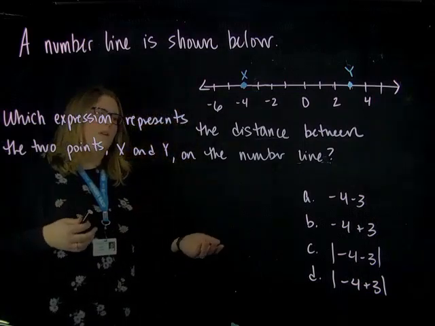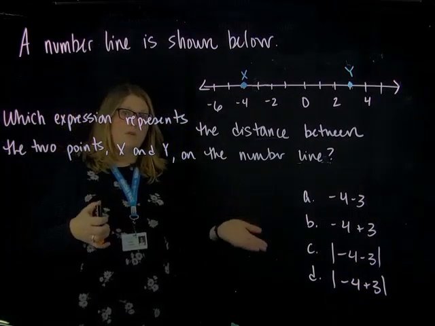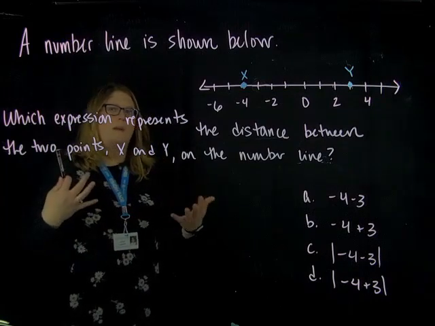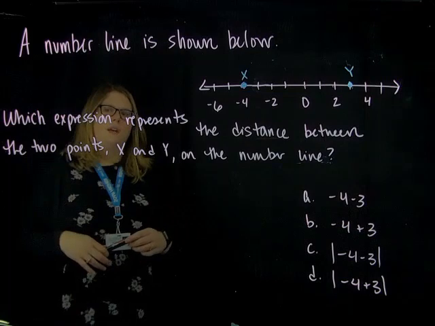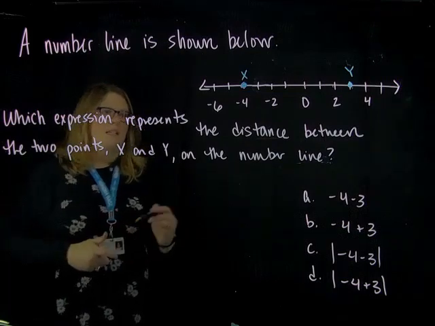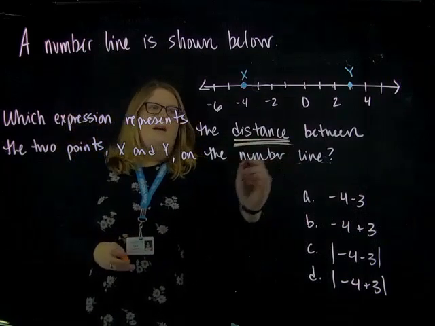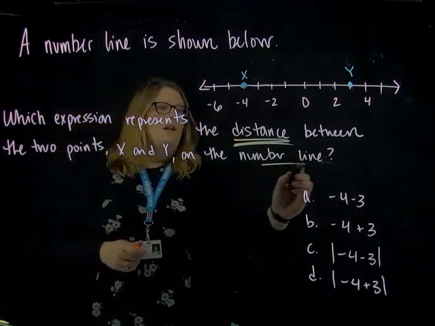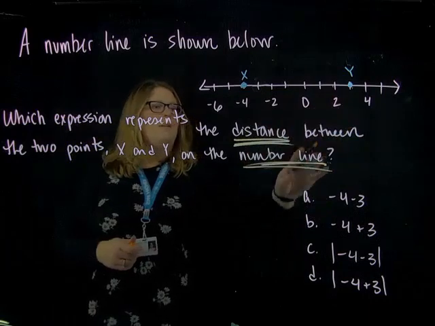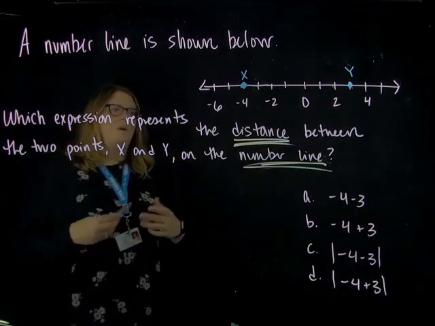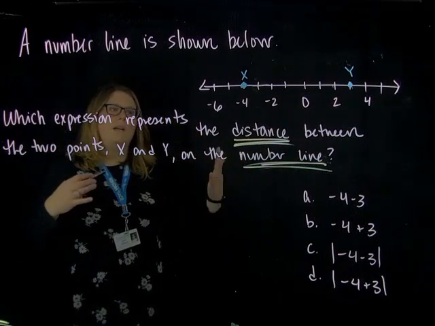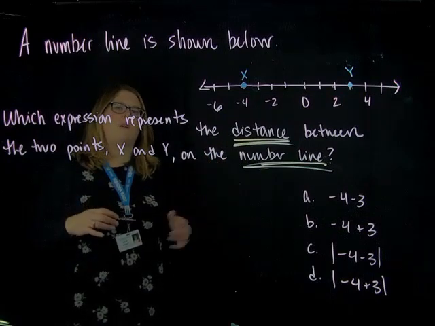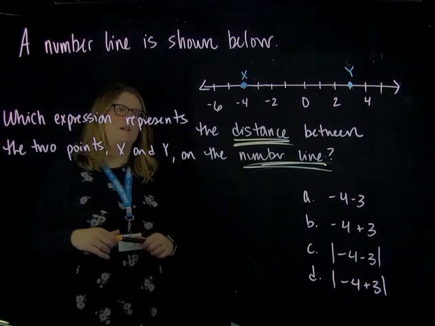So before even looking at your multiple choice, I would look at the problem a little closer and look at maybe some keywords that you could pull out. So which expression represents the distance? Remember I talked about the distance always having to be positive between the 2 points x and y on the number line. In the number line, we have a visual of it right here and it's talking about a distance. So I hope the combination of the number line and the word distance leads you towards absolute value, at least leads you in that direction.